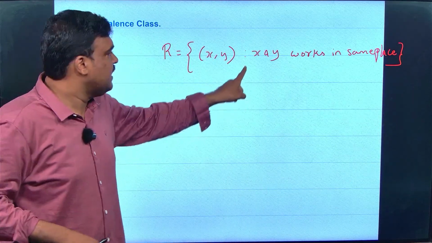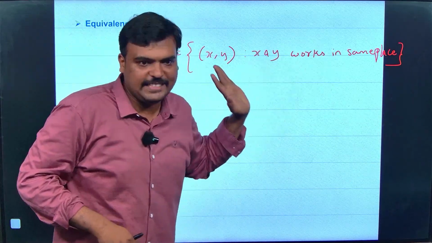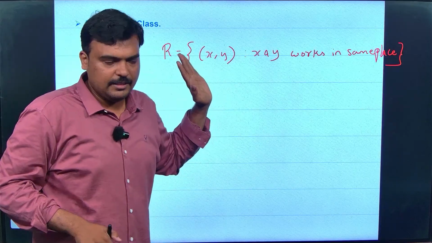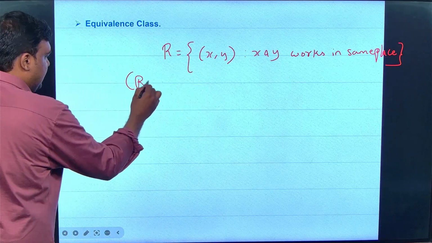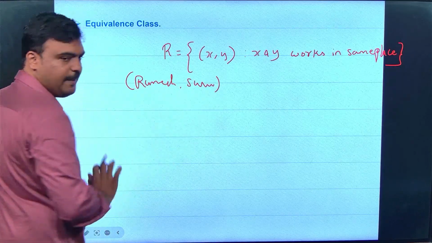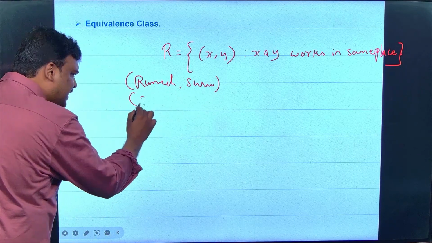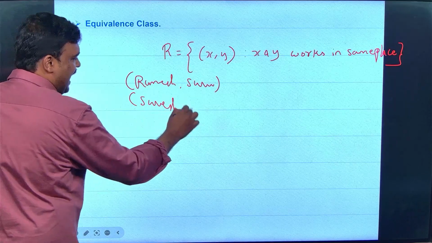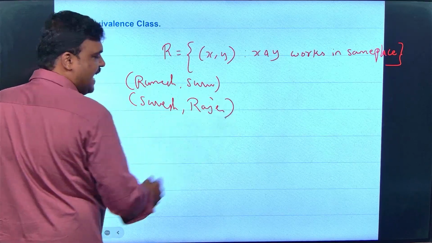Okay. So if Ramesh comma Suresh work in the same place, then Suresh comma Rajesh work in the same place. They both will be in the relation. Why? Because the condition is x comma y works in the same place. Now Ramesh comma Suresh work in the same place, so they will be related. Suresh and Rajesh work in the same place, so they are related.